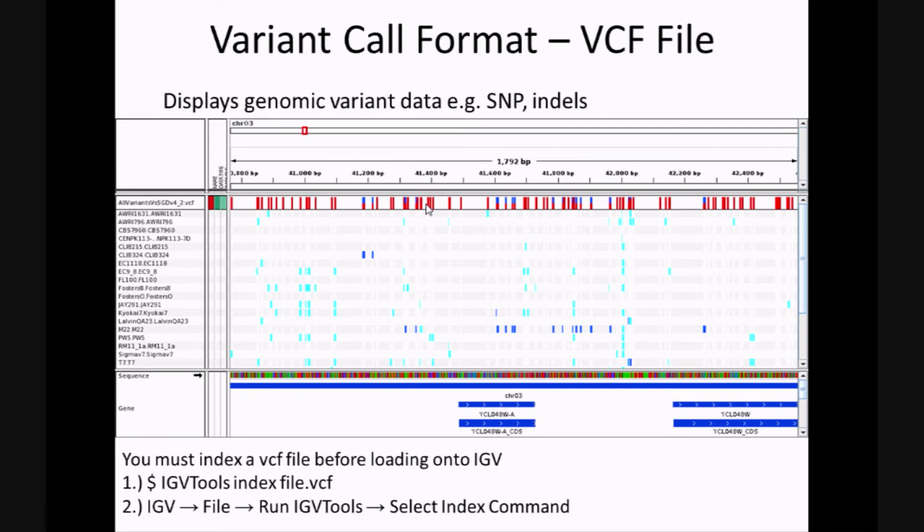Please note that you must have an index of a VCF file before loading onto IGV. Indexing can be performed from the command line using the command igvtools index. Alternatively, you can do this via IGV by going to File and selecting Run igvtools.